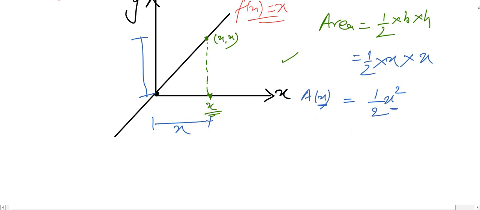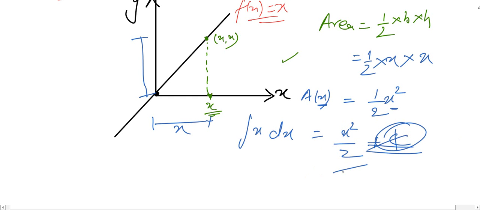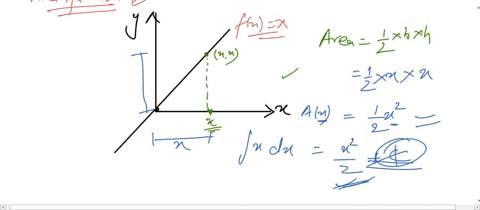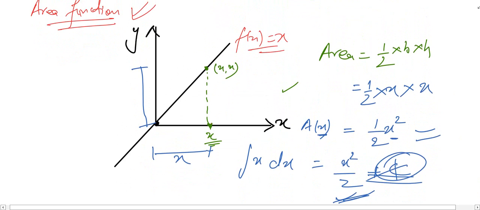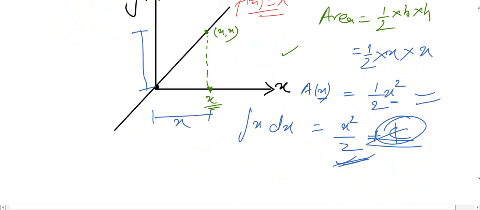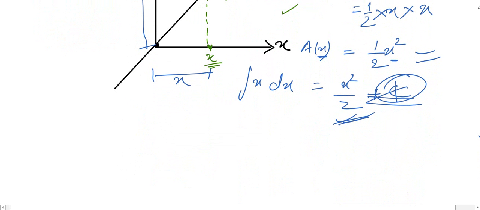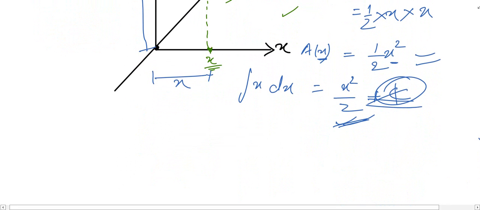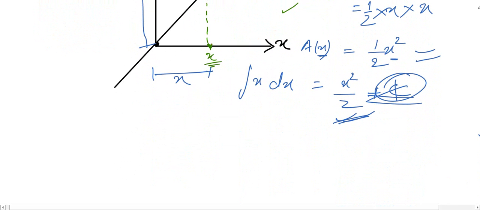And if we jump directly to the concepts of integral calculus, we know by integration that the integral of x dx is nothing but x square by 2 plus c. Okay, c is not dealt with, but let's leave it, right? It's nothing but x square by 2, and it's the same here. So by this you can grasp the concept more easily, what an area function is and how it is related to integral calculus. Okay, so all these things would lead you to the concepts of definite integral.